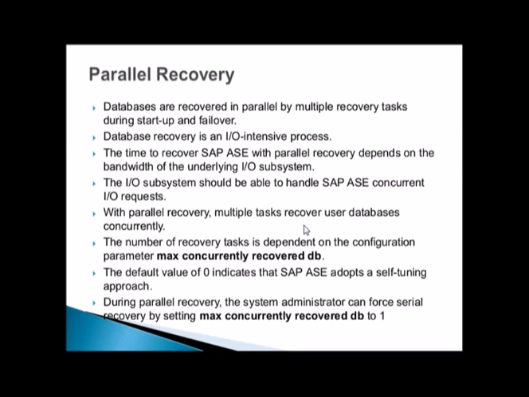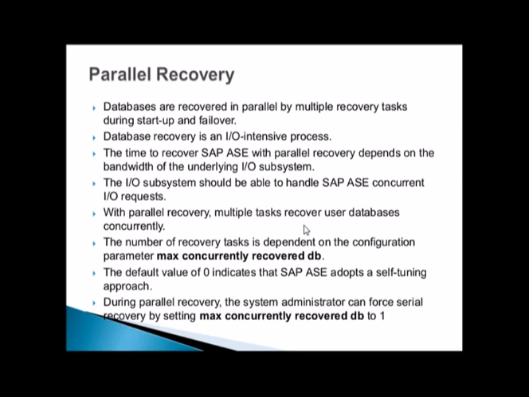With parallel recovery, multiple tasks recover user databases concurrently. The number of recovery tasks is dependent on the configuration parameter, the most important one again for recovery purpose, max concurrently recovered DB. If you take note of this parameter, it is going to help you in performance tuning based on the operating system you are using and based on how many concurrent connections you can have or concurrent parallel recovery operations you can execute. The default is 0, which indicates that SAP ASE adopts a self-tuning approach.